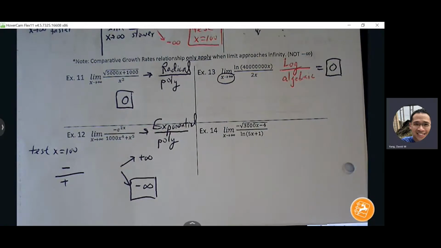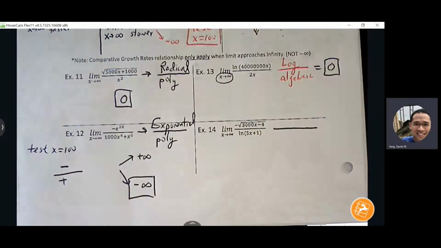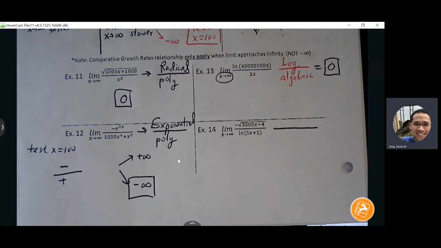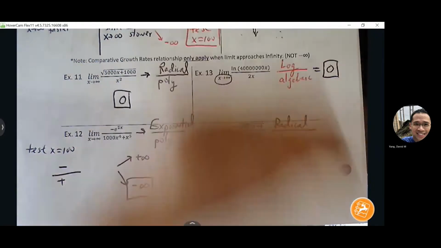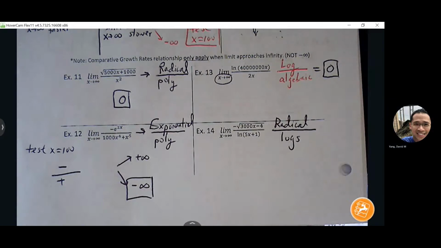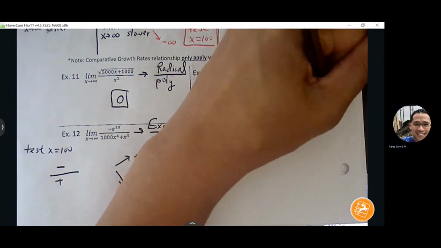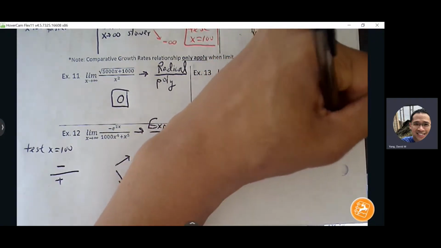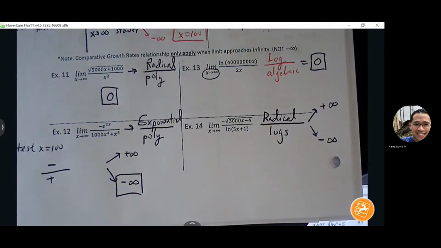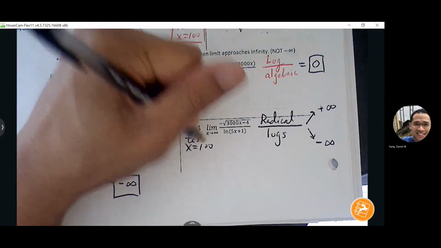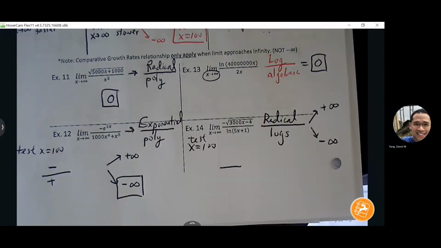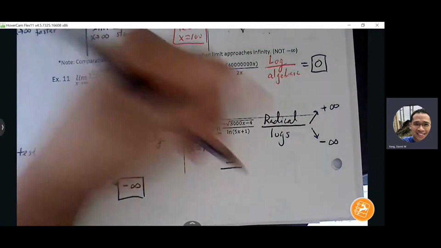Number 14, x approaching infinity. Let's see if we can classify each of the sides here. The numerator is radical. The denominator is logs. Which side is growing faster? Radical. Good, radical. So not going to be a limit, but we have two choices to decide between. And we'll test 100 again. The numerator is negative. The denominator is positive.